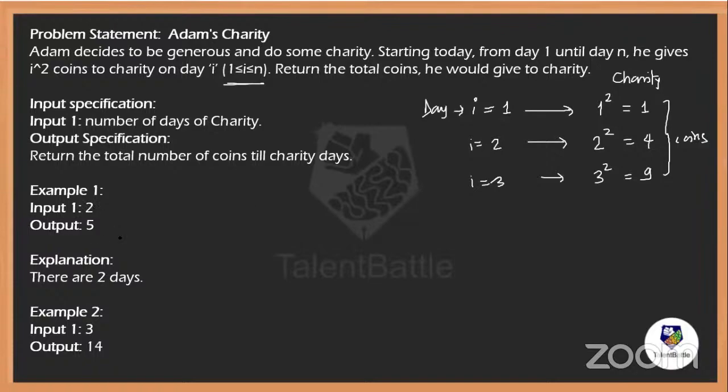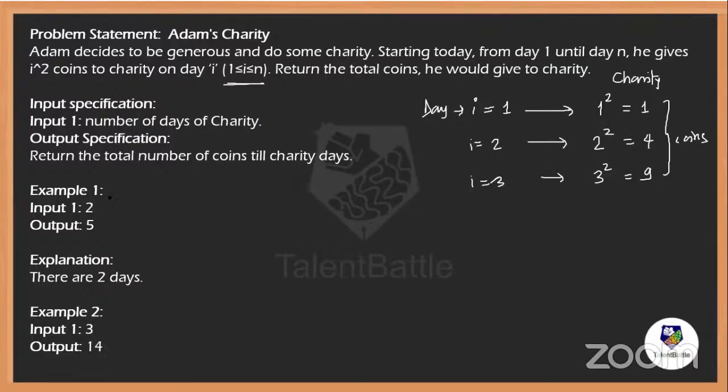So if the input is 2, the final output is 5. Meaning there are 2 days now. For the first day, input is 1, 1 square is 1. Second day, input is 2, meaning i value is 2. So 2 square is 4, 4 plus 1, 5. Final answer is 5. And the second test case is 3 and 14.